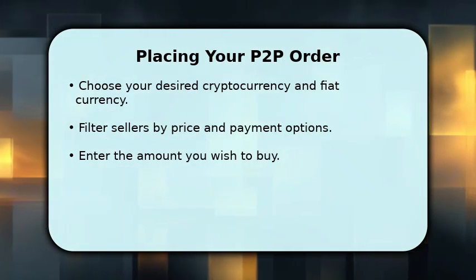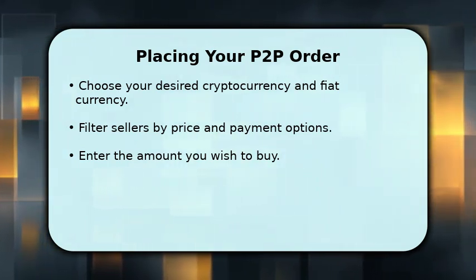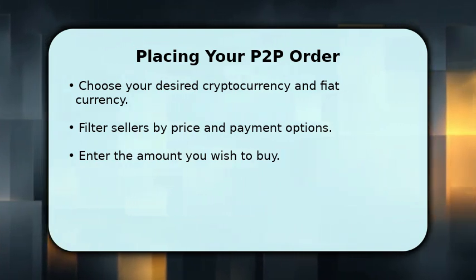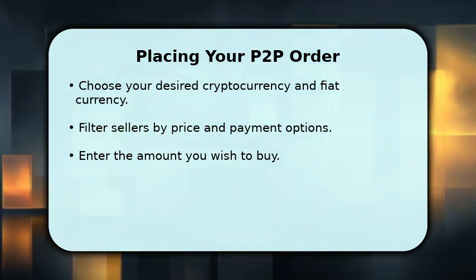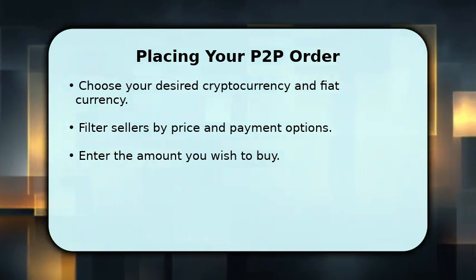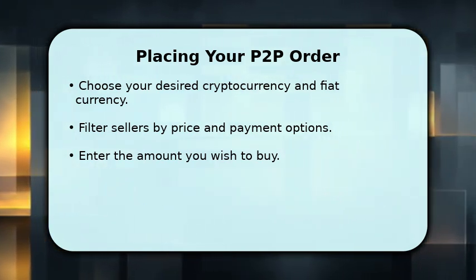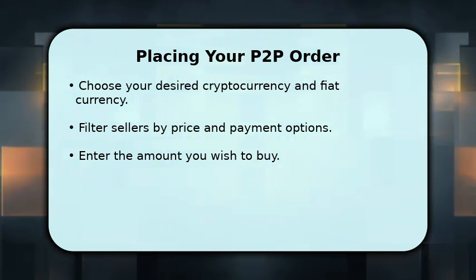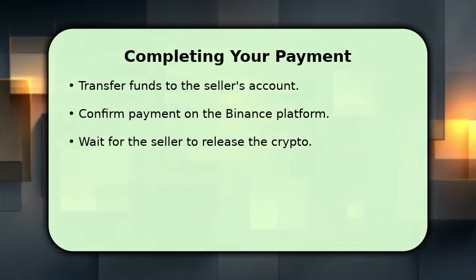To place your order, navigate to the P2P section on Binance. Select the cryptocurrency you wish to buy, like USD or BTC, and your preferred fiat currency, for example, USD. Next, filter the available sellers based on their price, payment methods they accept, and their trading limits. Once you find a suitable seller, enter the exact amount of crypto you want to purchase, perhaps for $100, and confirm your order. After placing your order, you will receive the seller's payment details.